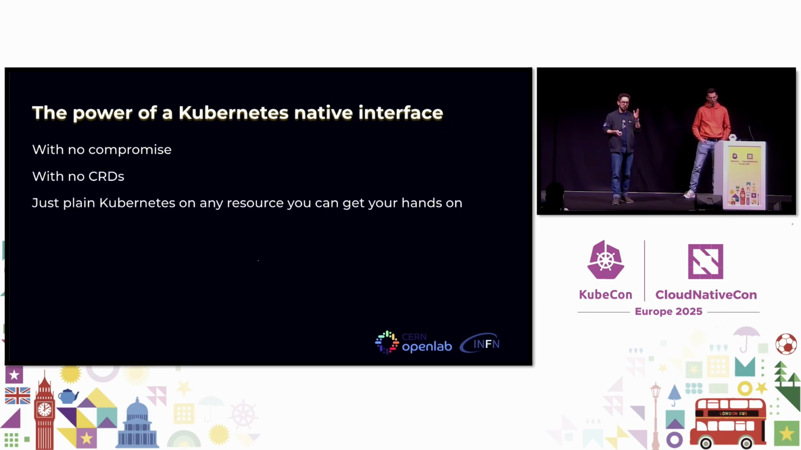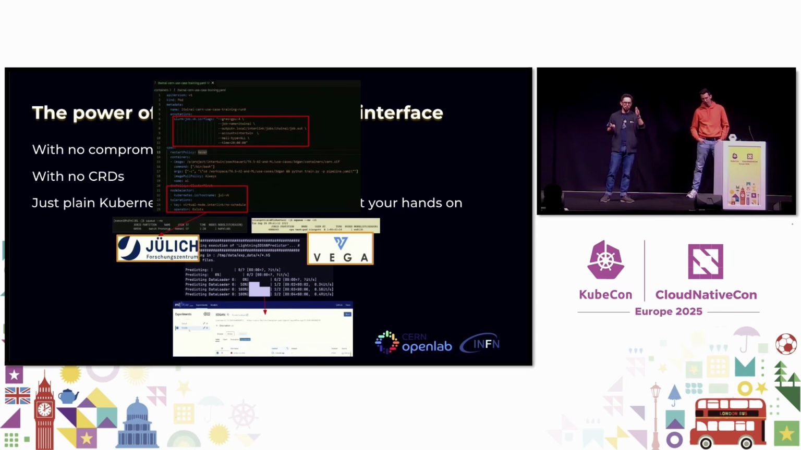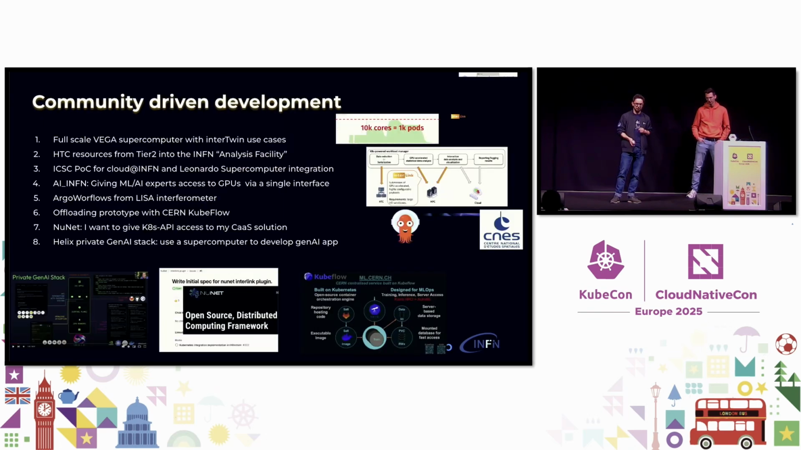With no CRDs, everything just runs like plain Kubernetes. So you have pods with annotation, you select a virtual node, and voila, you end up in supercomputers that do your machine learning pipeline or your digital twin, and everything is reported back once done.